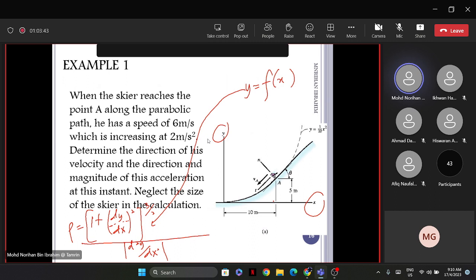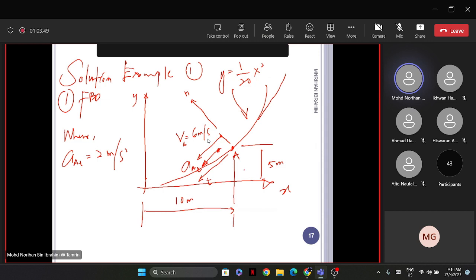So they ask you to find what is the direction of his velocity. Direction means the angle. So at A, that angle, or the direction of velocity. It means that at A, what is theta? So if we extend this, this theta is equivalent with this theta. Right?